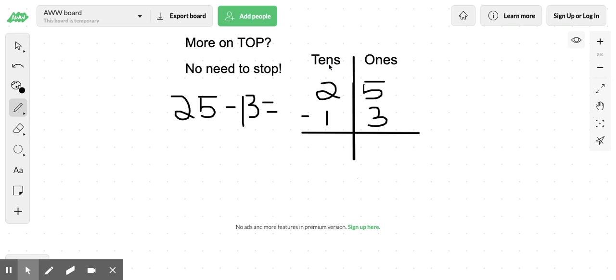Just like with addition and the standard algorithm, you always start on the ones column. So this side here, the 5 and the 3. We're going to have 5 and we're going to take away 3 from that.